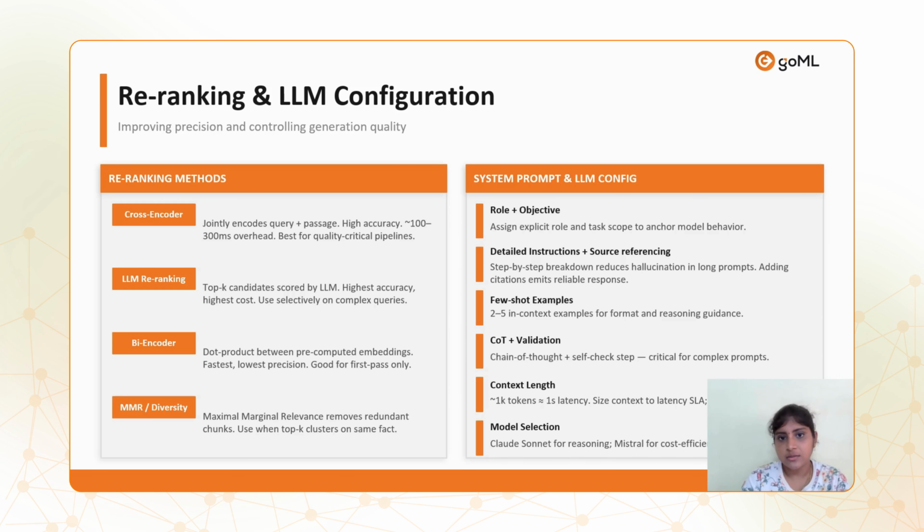Then about context length. Context length size has to be decided based on the latency requirements of the use case and the application. Don't overfetch context just because you can. Regarding model choice, we prefer Claude Sonnet for complex reasoning and instruction following, while Mistral for high volume, cost sensitive pipelines where throughput matters more than the edge case reasoning quality.